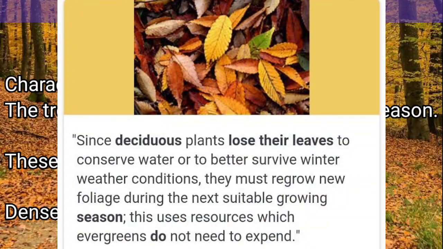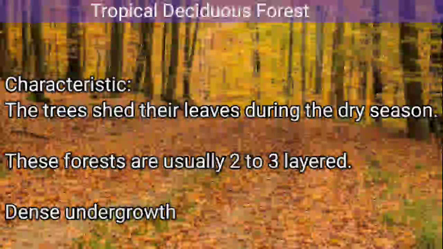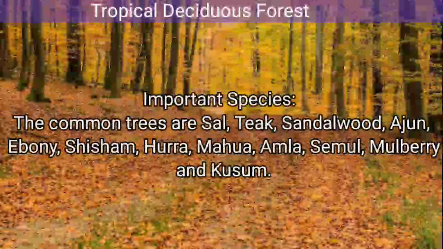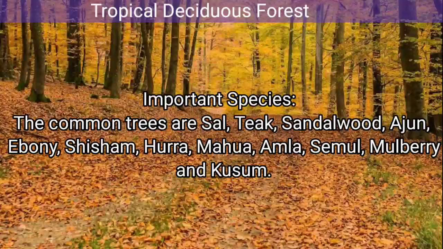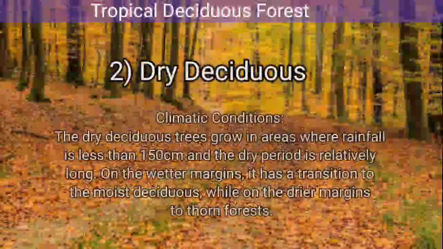Characteristics: the trees shed their leaves. Why do they shed their leaves? In order to survive the dry winter season, so that they can grow in the next foliage season. Usually 2 to 3 layered structures of the forest are shown, and it has dense undergrowth. Important species are sal, teak, sandalwood, ebony, arjun, mulberry, semal, etc.